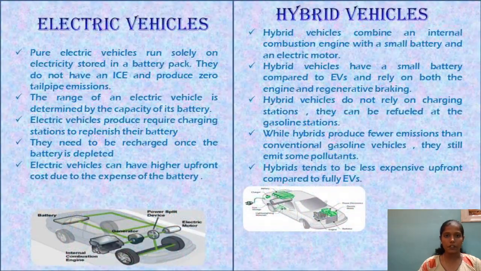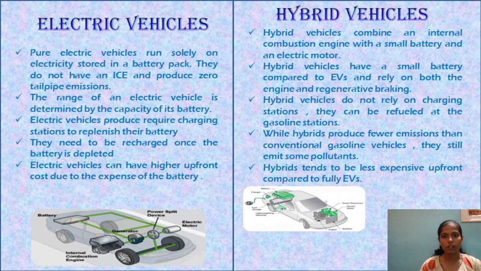And the last topic is the difference between electric vehicles and hybrid vehicles. Here are the differences. First, pure electric vehicles run solely on electricity stored in a battery pack. They do not have an ICE and produce zero tailpipe emissions. The range of an electric vehicle is determined by the capacity of its battery. The third one is electric vehicles require charging stations to replenish their battery, and they need to be recharged once the battery is depleted. And the last one is electric vehicles can have a higher upfront cost due to the expense of the battery.